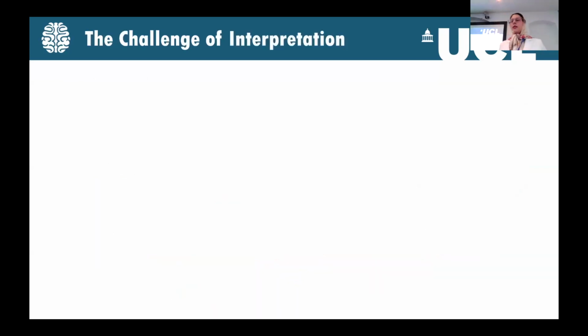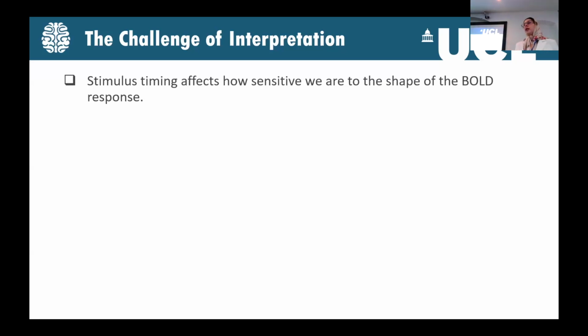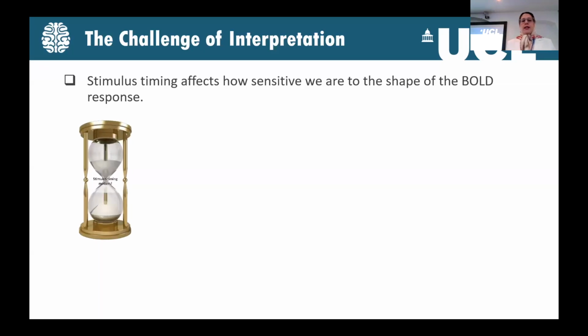So the shape of the BOLD signal is not fixed, but rather it varies depending on the brain condition and the pathology. And the way we design our stimuli would affect how sensitive we are to the shape of the BOLD signal. So this means that stimulus timing matters a great deal.